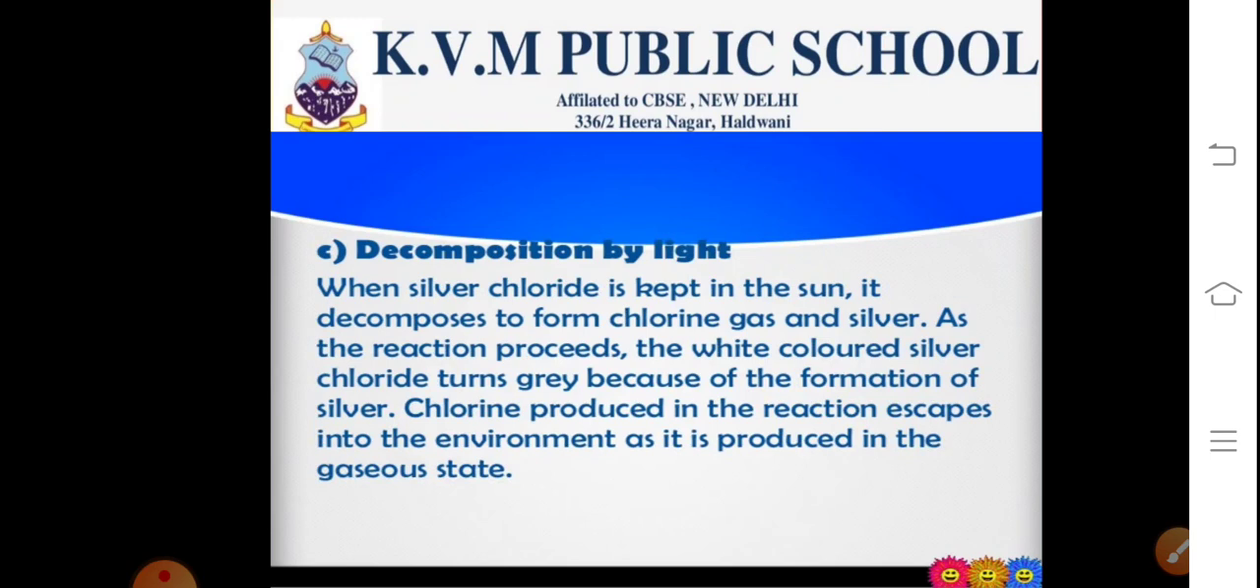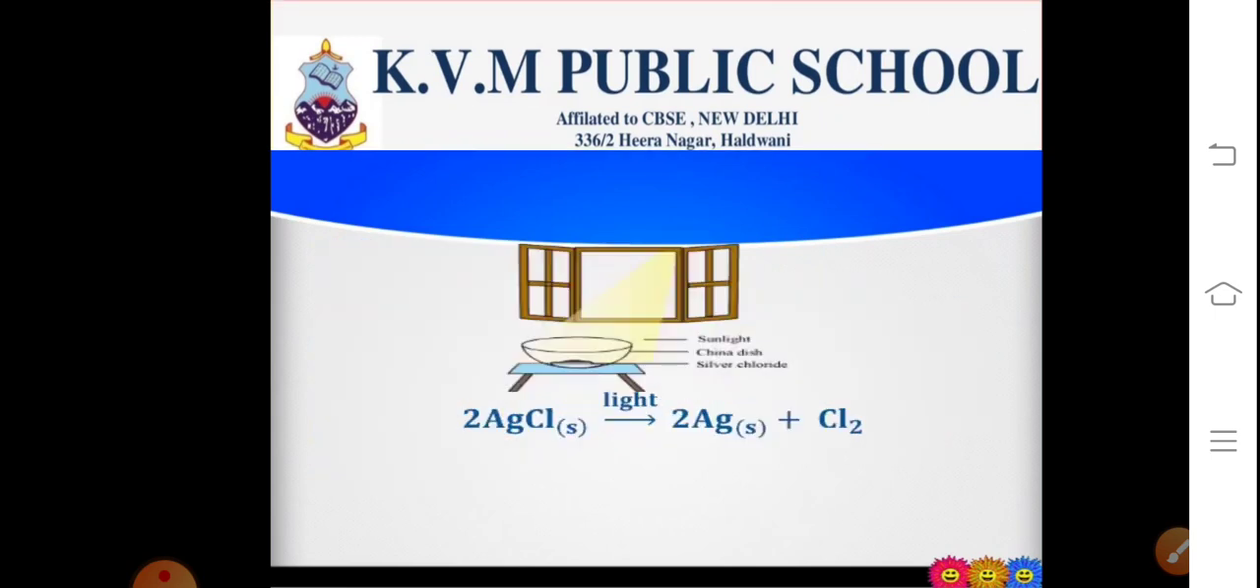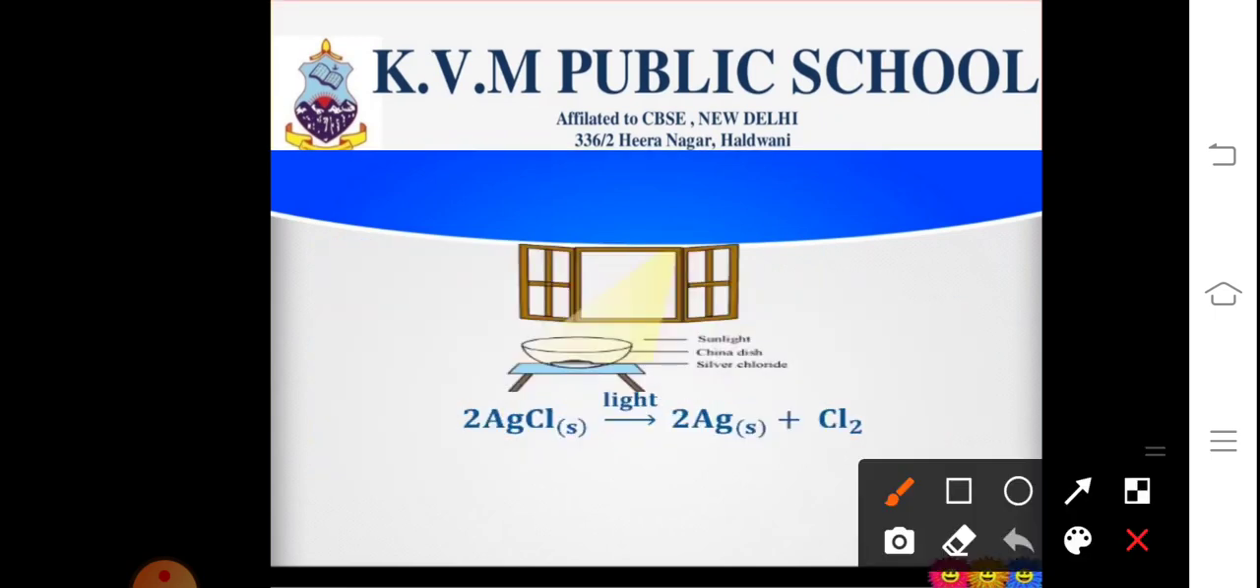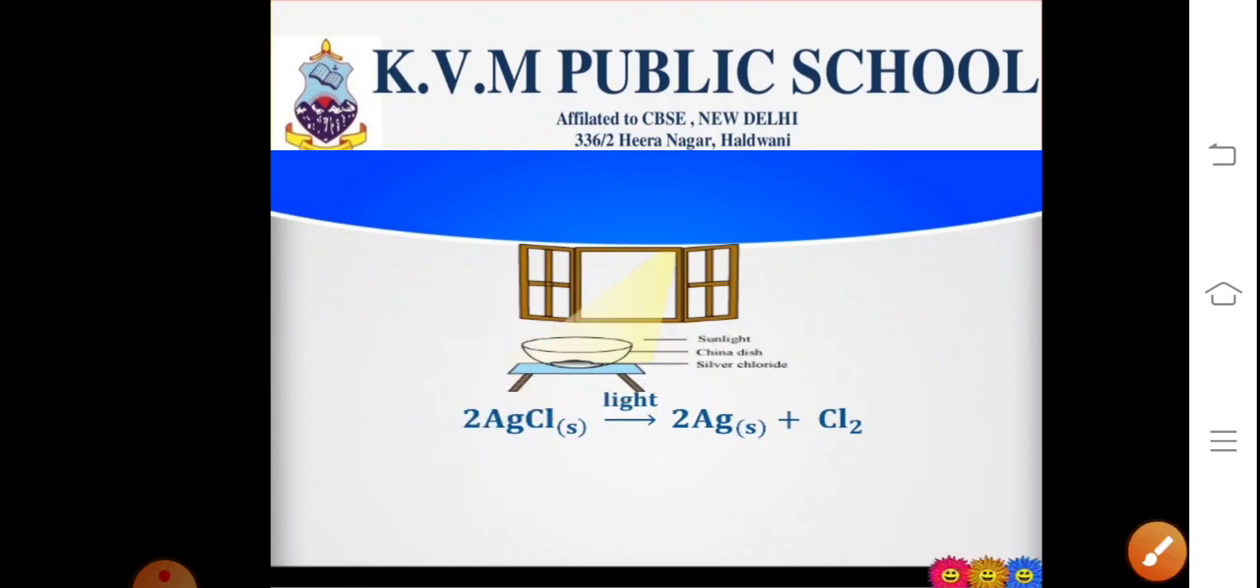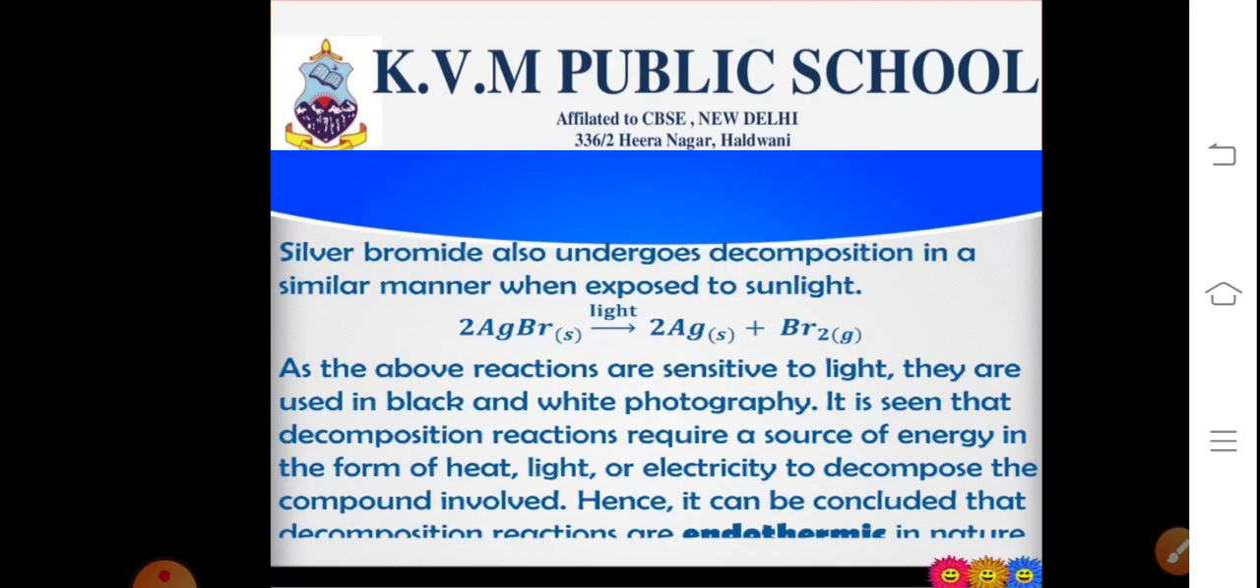Moving on to the last, that is photolysis, decomposition carried out by light. The example which can be taken up is that of silver chloride. Through this activity, we'll try to understand photolysis. Here a china dish having silver chloride, that is AgCl, is kept near the source of light, near the window, and we see that the white colored silver chloride will turn gray in sunlight. This is because of the decomposition of silver chloride into silver and chlorine by light.